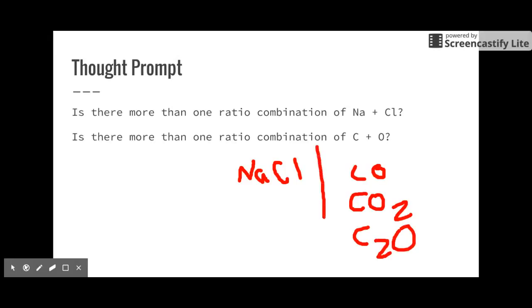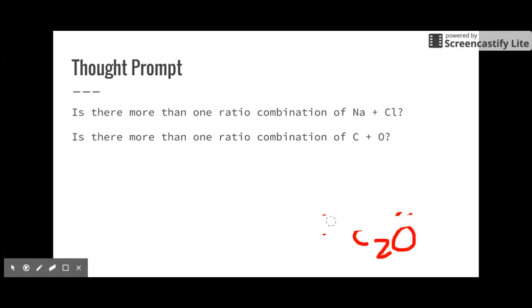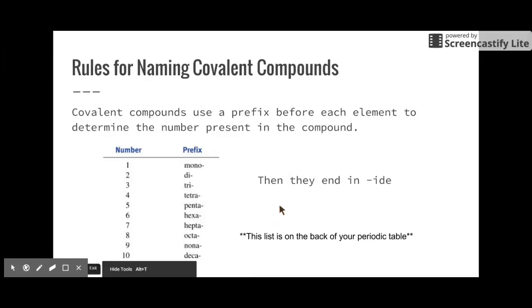So the idea here is in ionic bonds, there's only one way to write an ionic bond. But for covalent bonds, there might be lots of ways to write covalent bonds. And so that's why covalent bonds are named a little bit differently than ionic bonds. So let's talk about how to write the name for covalent bonds. It's actually pretty easy. Covalent compounds use a special prefix before each element to determine the number of atoms present in the compound. And then, just like ionic bonds, they end in "ide."